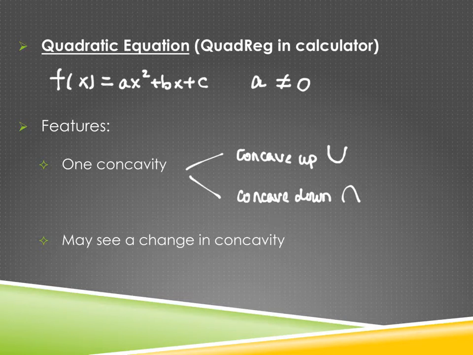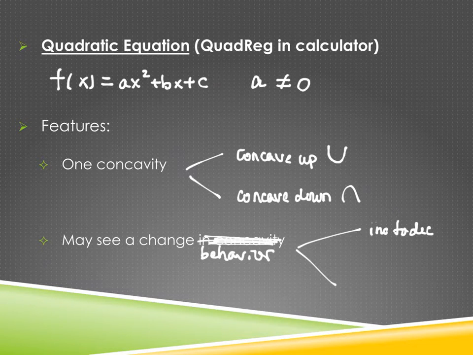That shouldn't say concavity. That's a typo. You may see a change in behavior. That's the word I want there. So make that change for me if you've already started writing. You may see a change in behavior. So what do I mean by that? Well, you may see it change from increasing to decreasing, or from decreasing to increasing. And it says may, and it really means may. You don't have to for it to be a quadratic.